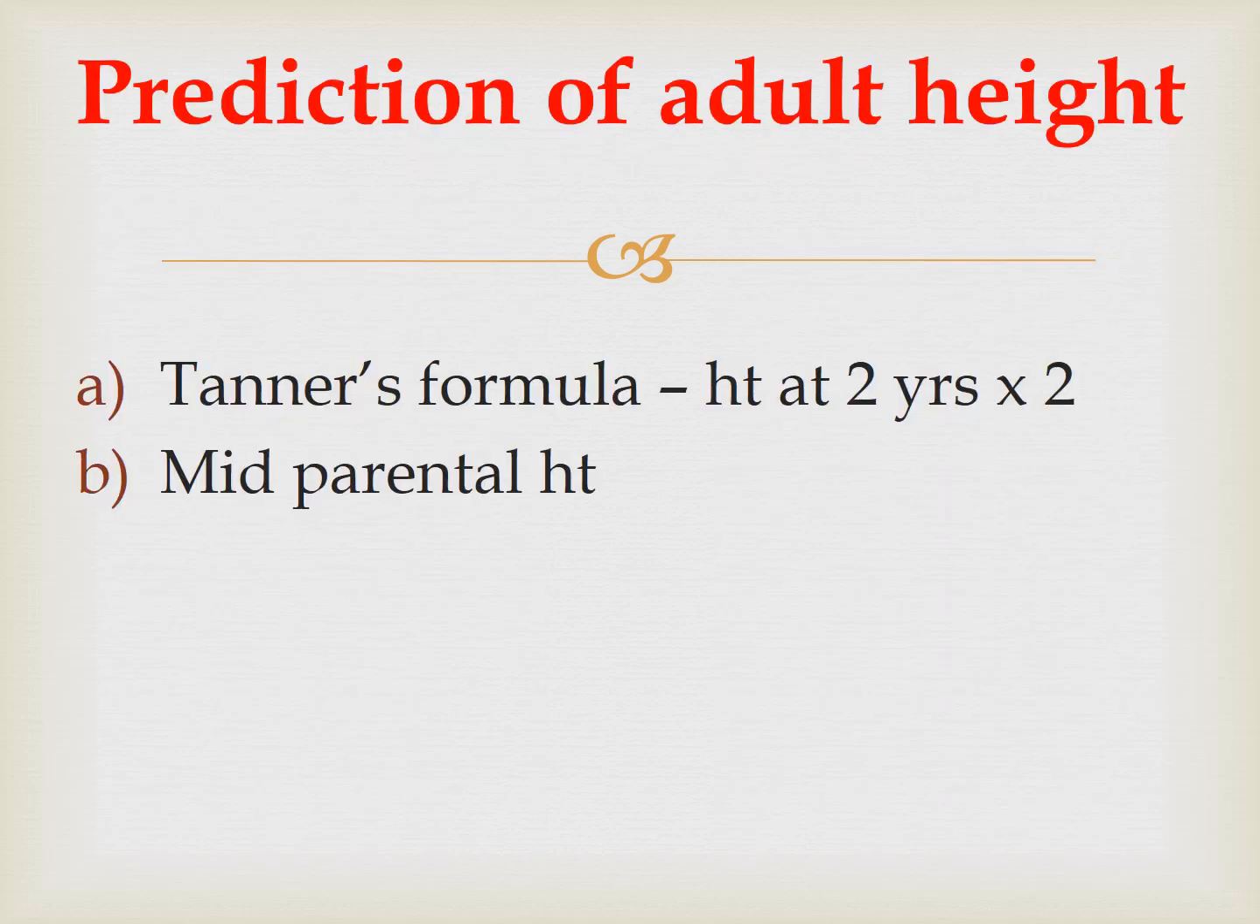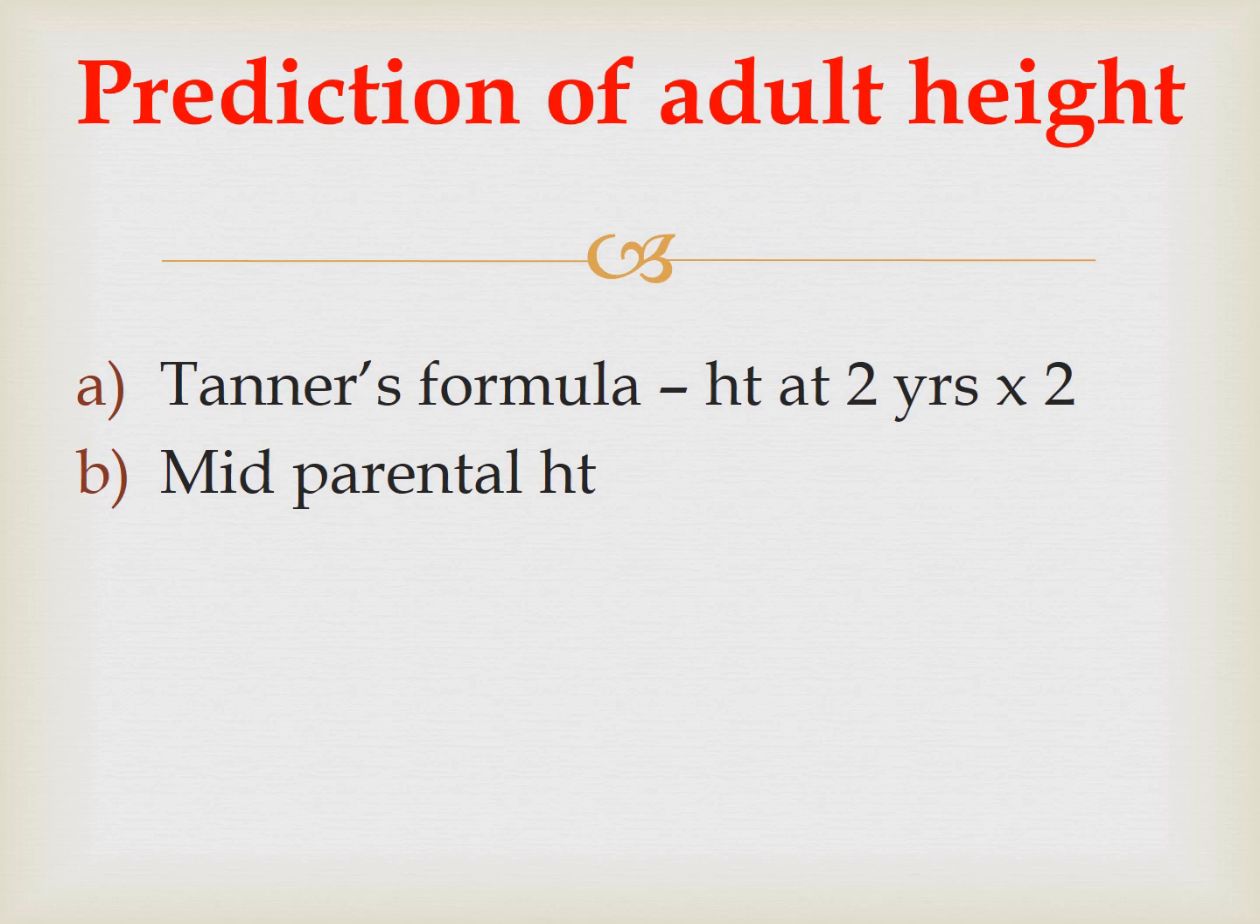Now, prediction of adult height can be done in children by using Tanner's formula or by taking out mid-parental height. There are many other ways, but these are the two main methods frequently used. Tanner's formula says height at 2 years into 2. So the height of a child at 2 years of age, if you multiply by 2, that will be the adult height of that child.